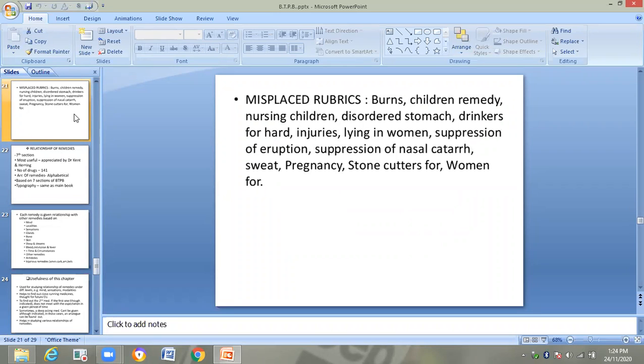Misplaced rubrics in this chapter or section are burns, children remedy, nursing children, disordered stomach, drinkers for heart, injuries, lying in woman, suppression of eruption, suppression of nasal catarrh, sweat, pregnancy, stone cutters fall, and woman fall. So these are some misplaced rubrics which we found under this alteration in state of health section.